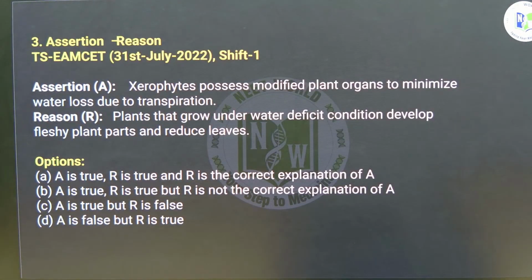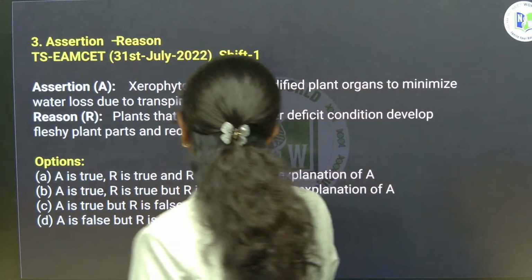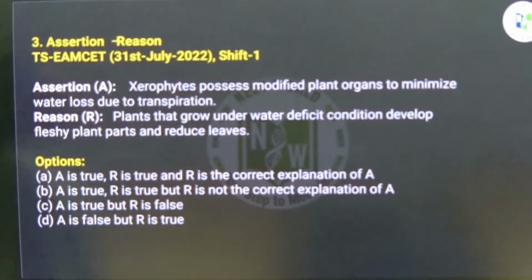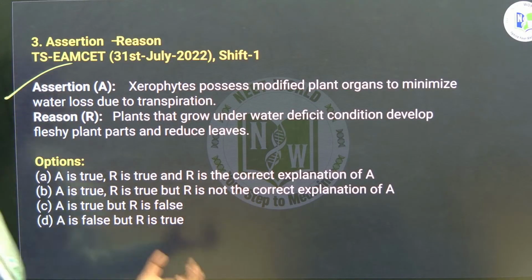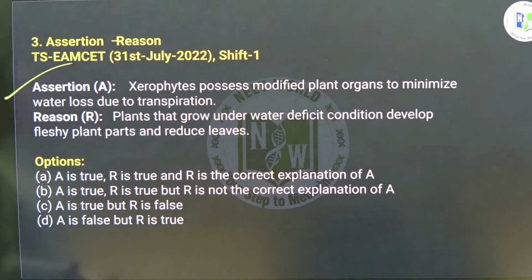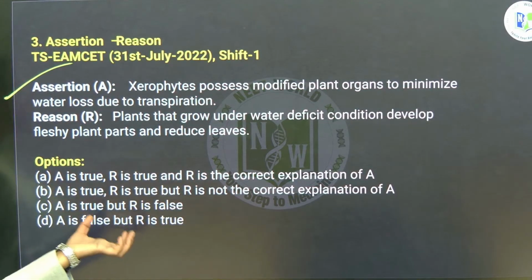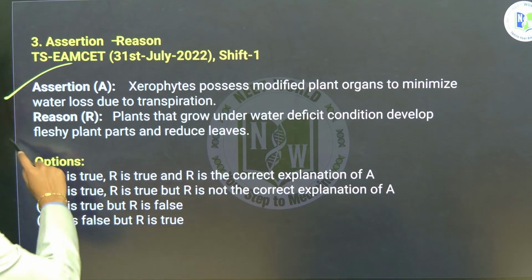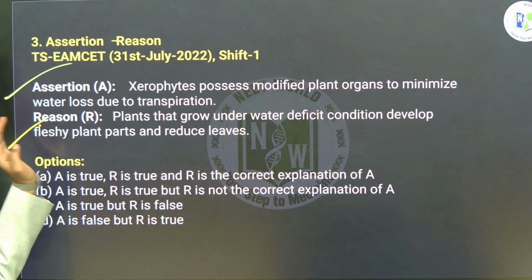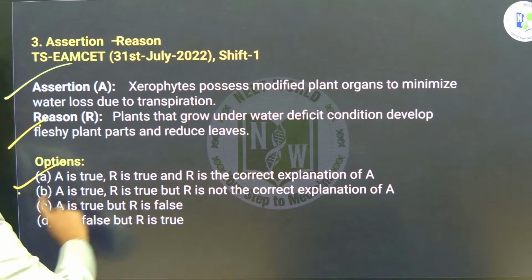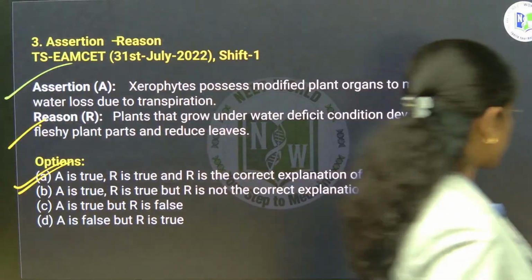Assertion, reason, type again. Xerophytes will possess modified plant organs to minimize water loss due to transpiration. True. Plants that grow under water deficit condition develop fleshy plant parts and reduce leaves. True. Both assertion and reason are true and R is the correct explanation of A. Next question.